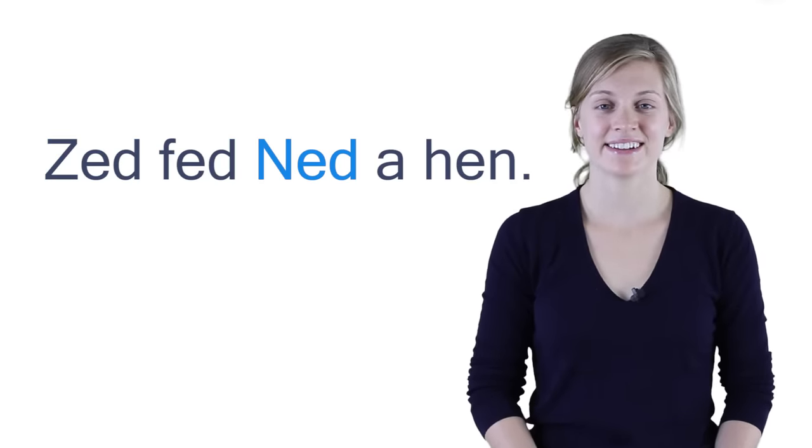First, let's start with cut. Add an E and it makes a U sound. Cute. Mutt. Add an E. Mute. Tub. Add an E at the end and it makes a oo sound. Tube. Run. Add an E, rune. Good. Now let's move on.